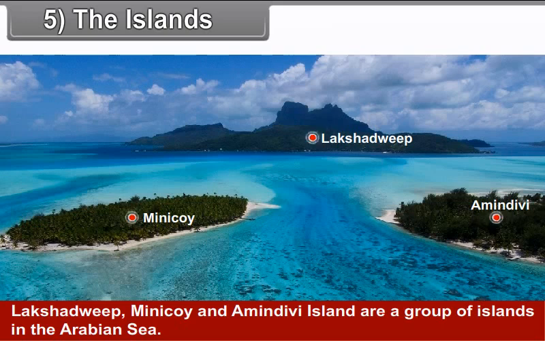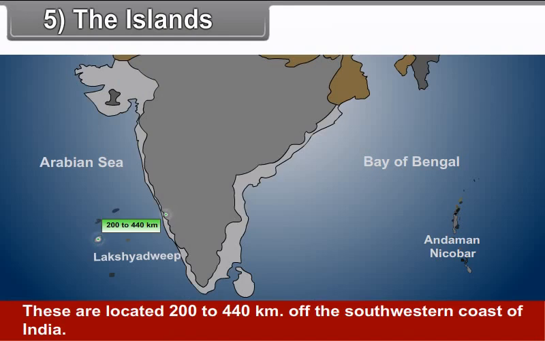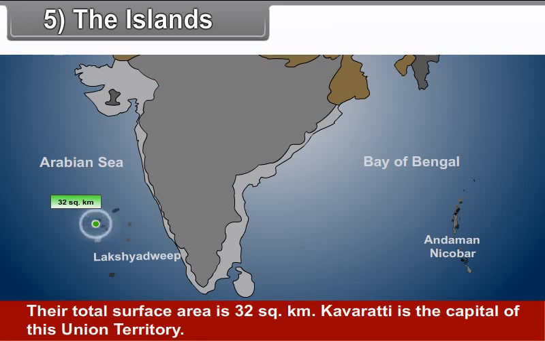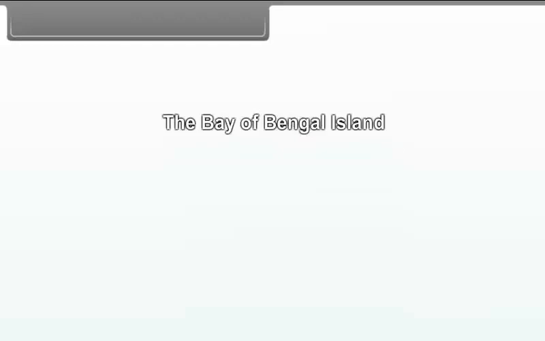5. The islands. There are two groups of islands: the Arabian Sea Islands and the Bay of Bengal Islands. The Arabian Sea Islands: Lakshadweep, Minicoy, and Amindivi Islands are a group of islands in the Arabian Sea. These are located 200 to 440 kilometers off the southwestern coast of India.